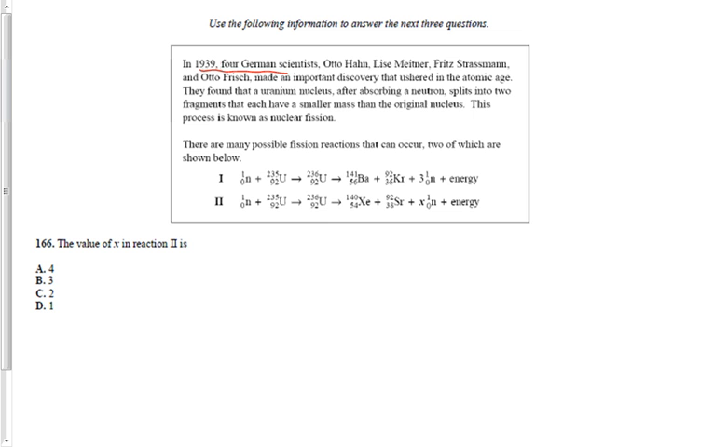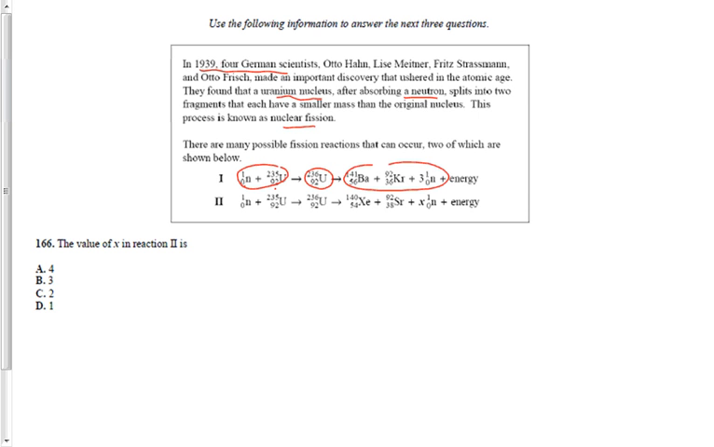So they made an important discovery. They found that uranium, after absorbing a neutron, splits up into two fragments that each have a smaller mass. The process is known as nuclear fission. We knew that, right? They didn't need to tell us that. There are many possible reactions, two of which are indicated below. They've got a neutron plus uranium-235, which goes to uranium-236, which goes to krypton and barium.